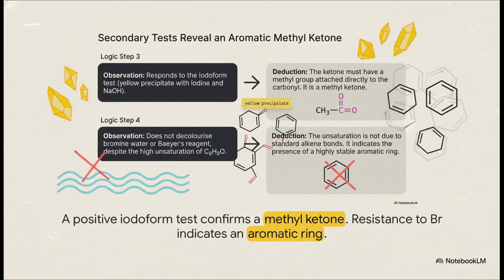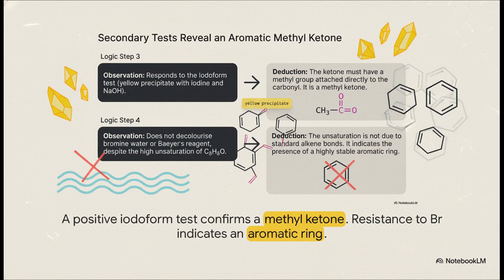Let's keep going. Clue number 3, we get a positive iodoform test. Remember that telltale yellow solid? That means it isn't just any ketone, it has to be a methyl ketone. So we know a CH3 group is attached right to that carbonyl.